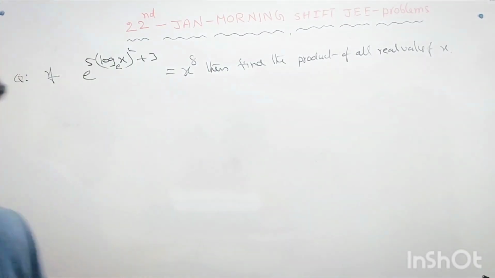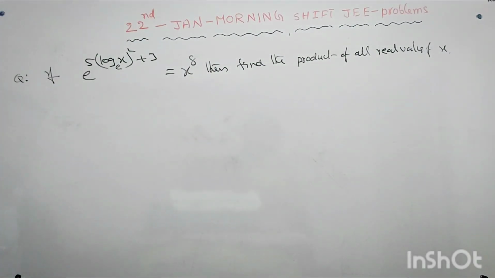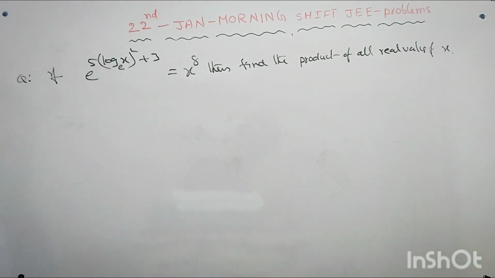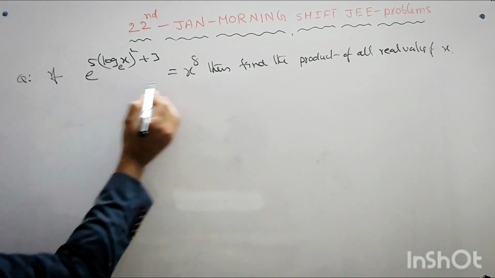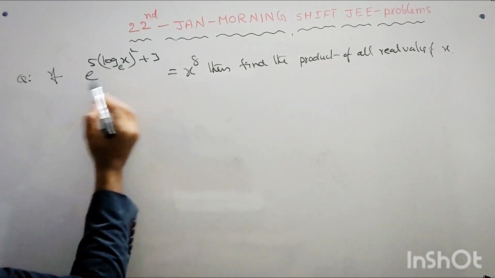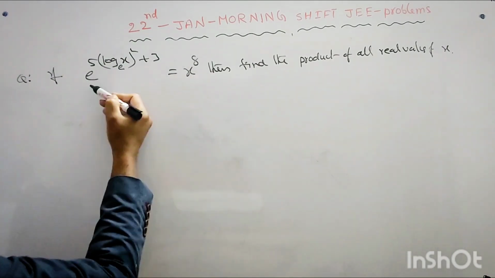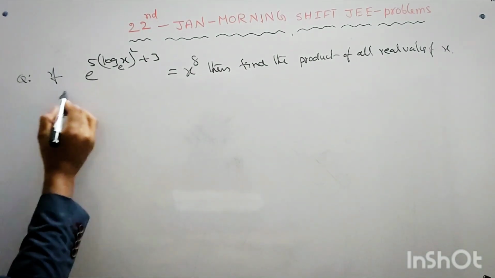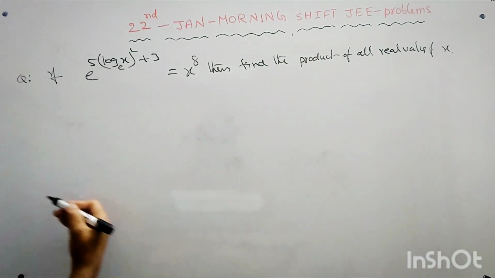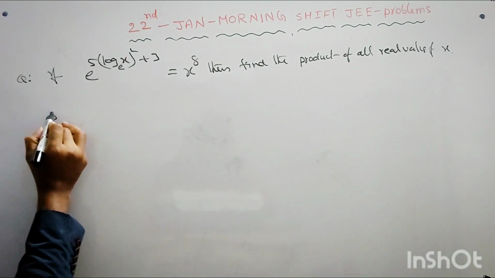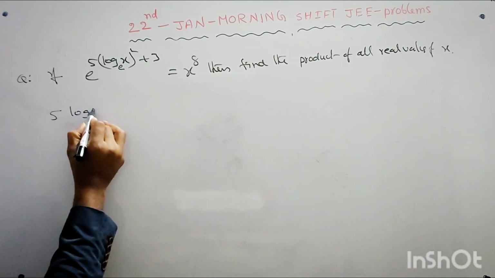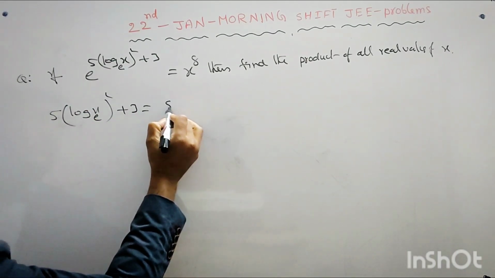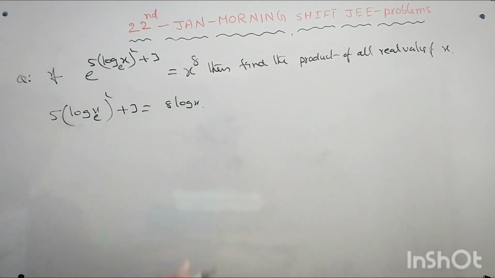Hi students, see this question. This question is from quadratic equations, a very simple question. This is the given equation. Left to right, if the function contains a base power, apply log on both sides. So take the log on both sides with base e. Then what will come? This is 5 into (log x to the base e) whole square plus 3 is equal to 8 log x, which will come if you apply log on both sides.